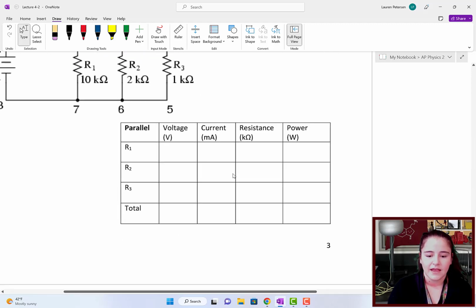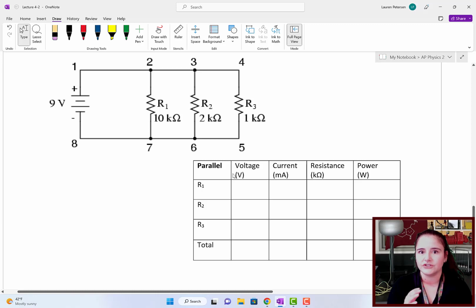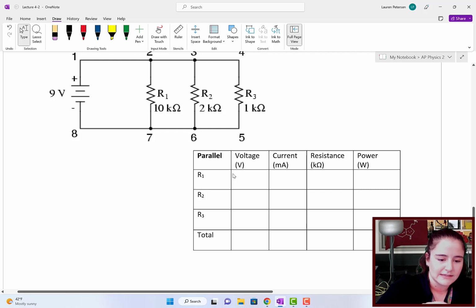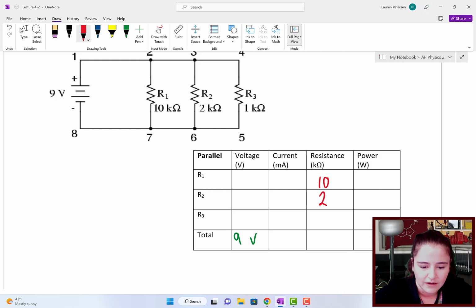Now, again, the hardest thing in these is really going to be just figuring out what is the easiest thing to solve next. So for parallel circuits, go ahead and draw in the things that we know. We know this is 9 volts, and then we have the 10 kilo ohms, and the 2 kilo ohms, and the 1 kilo ohm.